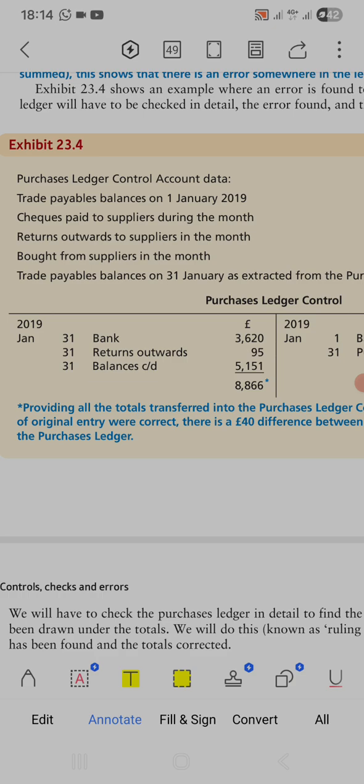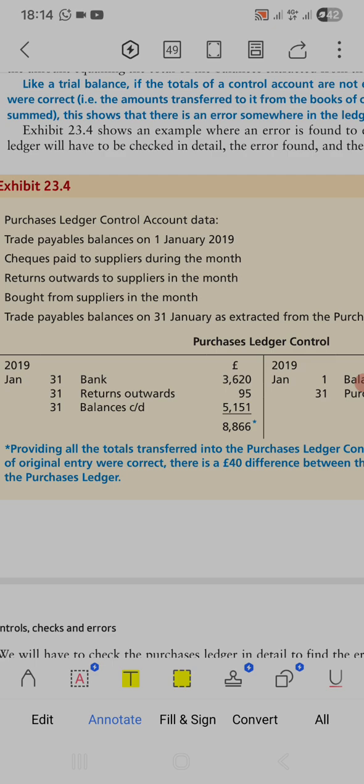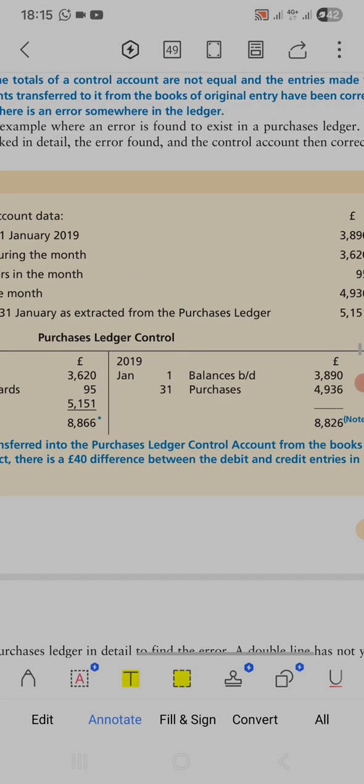Then we can also have again a balance BD on the debit side there. I'm going to explain why we can also have a debit balance in the purchase ledger control account, because normally it must have a credit balance, but in some scenarios we may have a balance on the debit side, right? So those are basically the entries that you can have on the debit side there, and you can also have a balance CD there on the debit side. Then let us move on to the credit side.